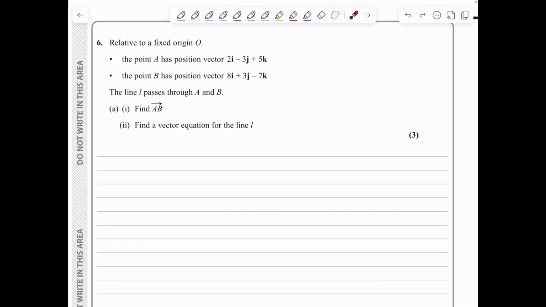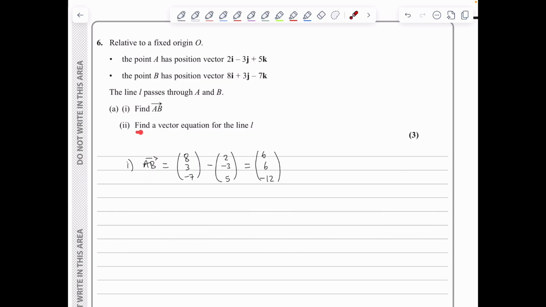In question 6, we are given the position vector of point A and point B relative to a fixed origin O. We are told that the line L passes through A and B, and we need to find the vector AB. Well, we know that to find AB, we need to do the position vector of B, which is 8, 3, negative 7, minus the position vector of A, which is 2, negative 3, 5. So 8 minus 2 is 6. 3 minus negative 3 is 6, and negative 7 minus 5 is negative 12. This is the vector AB.